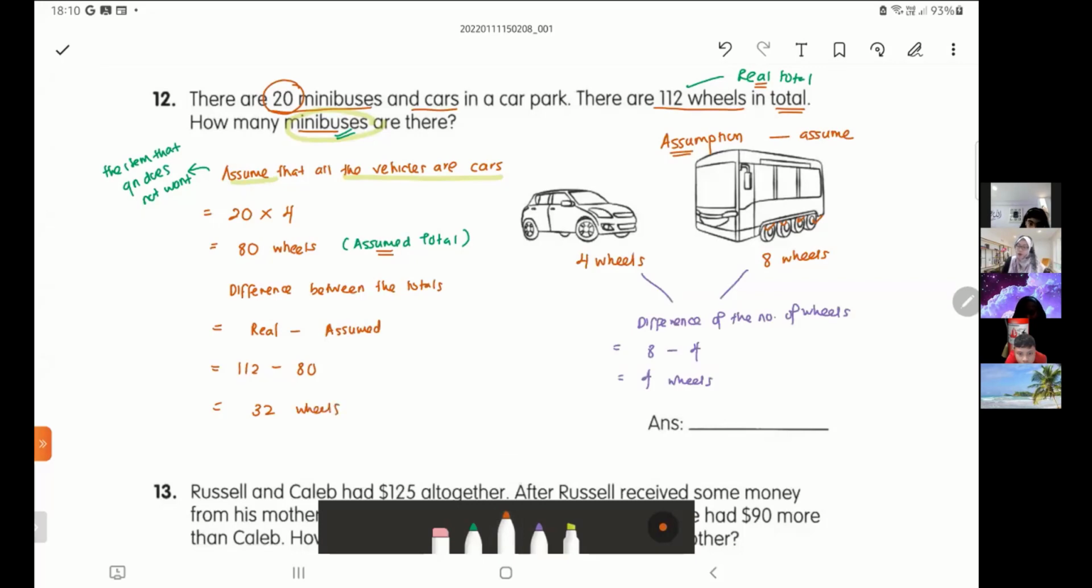Lastly, to find the number of minibuses, you're going to combine this and this together. So number of minibuses will be, you take your 32 and 4, you divide them, and you get 8. So how many minibuses are there? There are 8 minibuses.